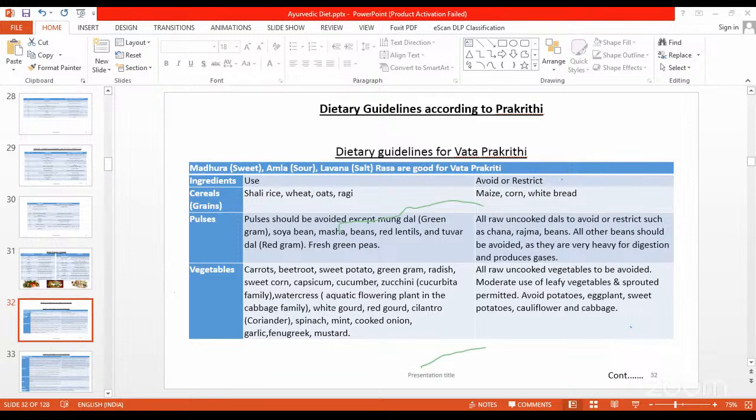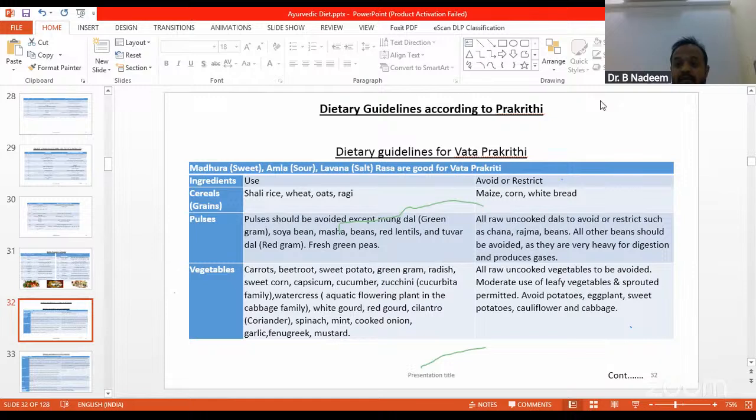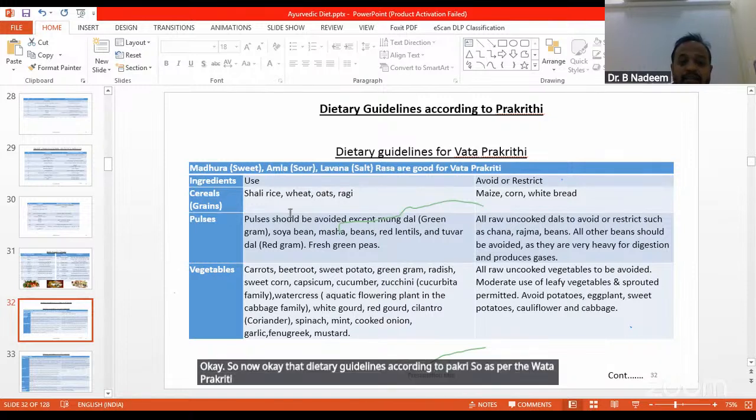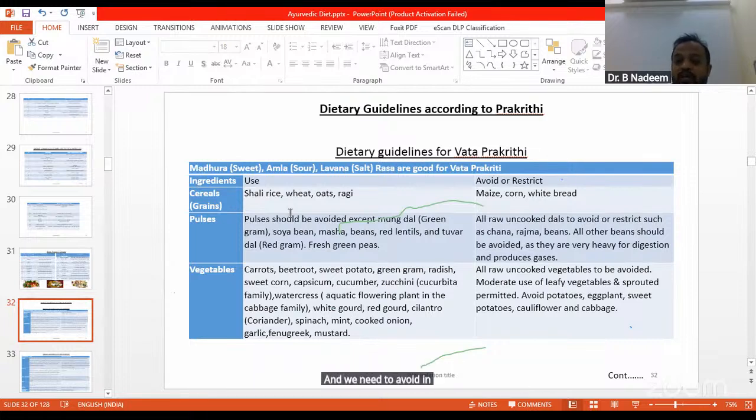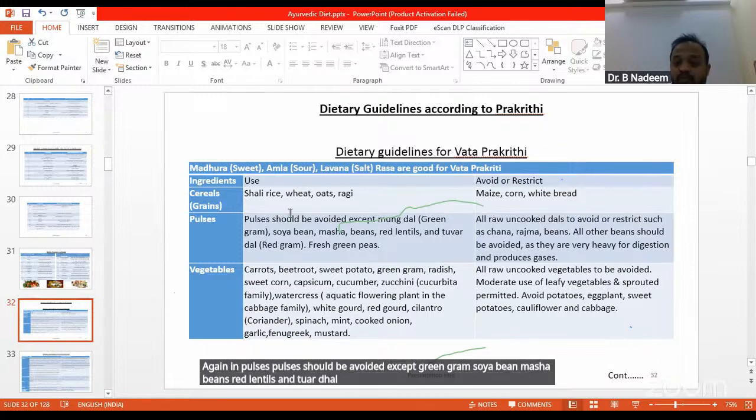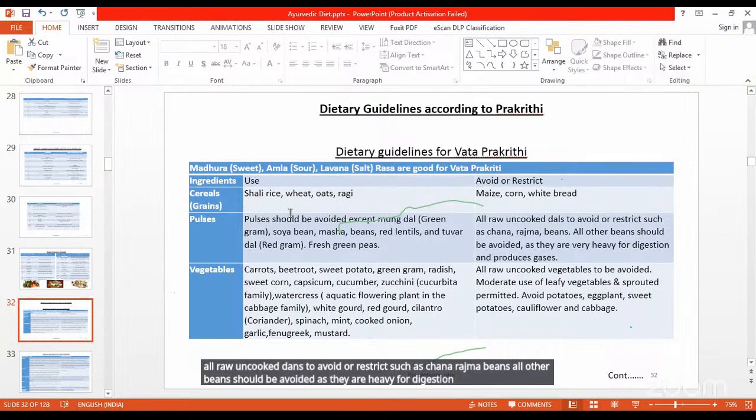Okay. So now, dietary guidelines according to Prakriti. As per the Vata Prakriti, cereals: shali rice, wheat, oats, ragi, and we need to avoid in cereals maize, corn, white bread. Again, pulses should be avoided except green gram, soya bean, masha, beans, red lentils, tuar dal, fresh green peas. Raw uncooked dals to avoid or restrict, such as chana, rajma, beans. All other beans should be avoided as they are heavy for digestion and produce gas.